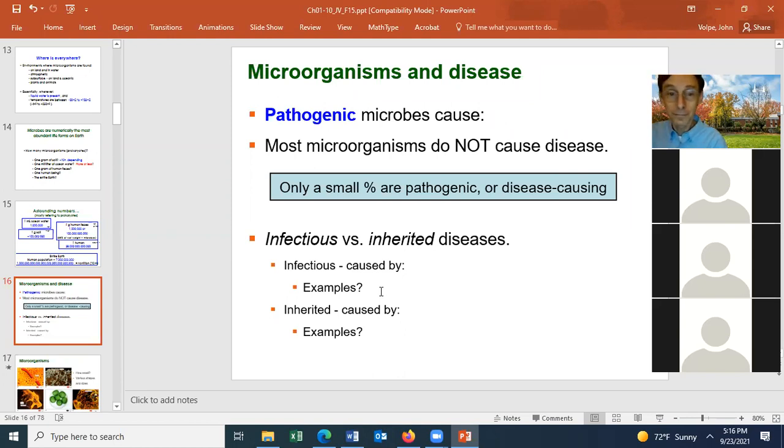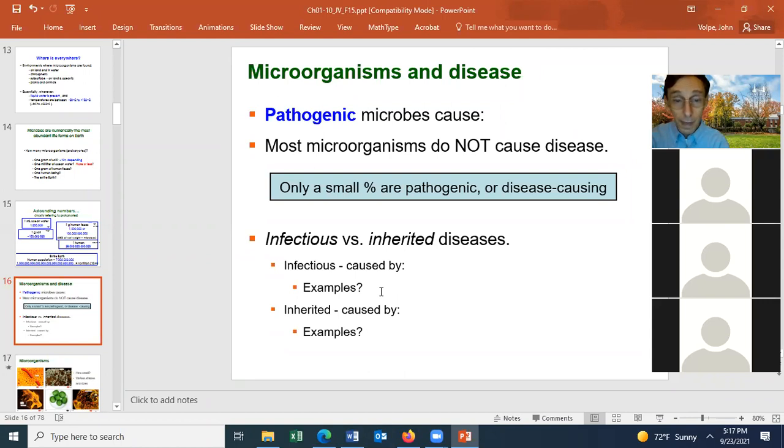What else? Would a cold be considered an infectious disease? Yes, a cold is an infectious disease. It's caused by a microbe. It's a virus, and it can spread from one individual to another. So it is an infectious disease. It's a little different in the sense that it's caused by a virus, and viruses are a little different kind of microbe because they don't have cells. But other than that, it is an infectious disease.